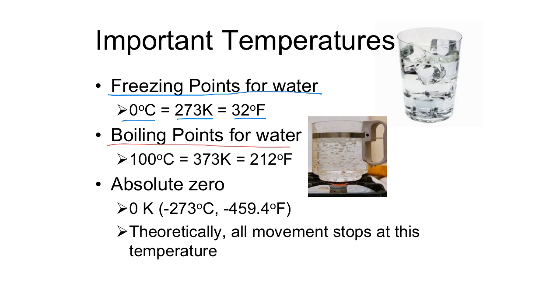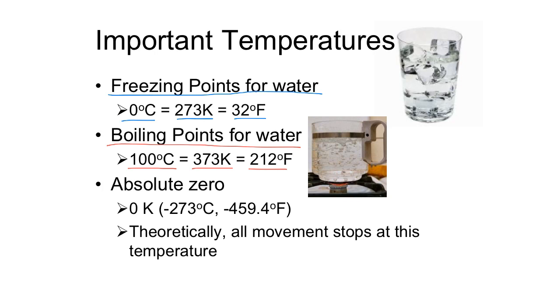The boiling point for water in Fahrenheit is 212 degrees. That is 100 degrees Celsius. So the Celsius scale is set up based upon water. 0 is the freezing point for water, and 100 degrees Celsius is the boiling point. And that would correlate with 373 Kelvin.